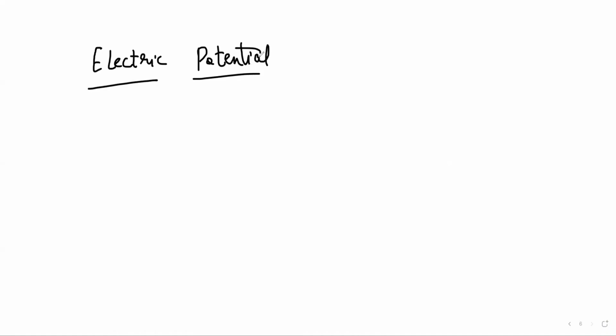For those who haven't studied this, I'll give you a small idea. There is a charge at infinity. We bring this charge to a point A. So how much work is done? If I want to push something, I need to do some work to push it. As I push my pen, only then is it able to write. In the same manner, a charge also requires some work to move from one point to another. That work done is the electric potential. So work done per unit charge is potential.